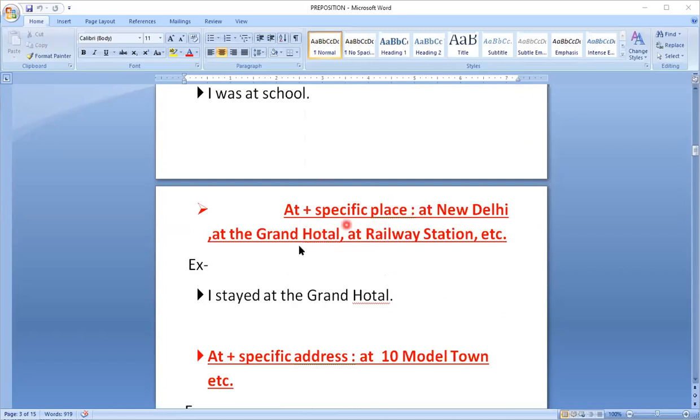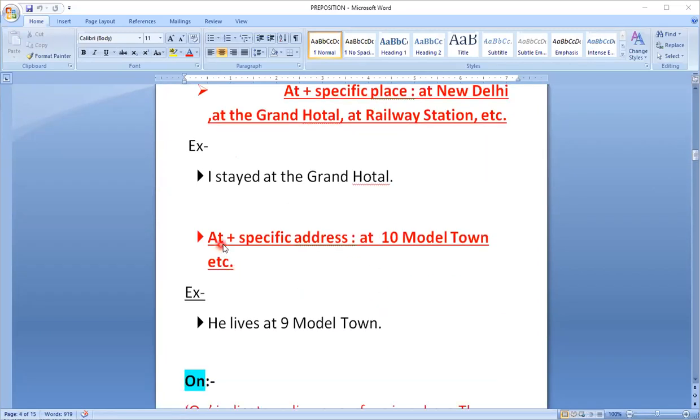So now another use of the preposition at, at a specific place. जब हम specific place की बात करते हैं as New Delhi, the Grand Hotel, the railway station, so we use the preposition at. Here look at the example, I stay at the Grand Hotel. Okay, so you notice that here we use at the Grand Hotel. So now another example of at, where we use at plus a specific address, at 10 Model Town. जब भी हम किसी को specific address बता रहे हैं, so we use the preposition at. Okay, he lives at 9 Model Town.